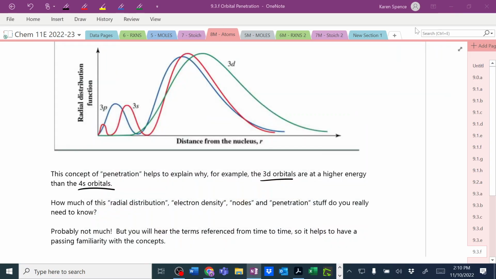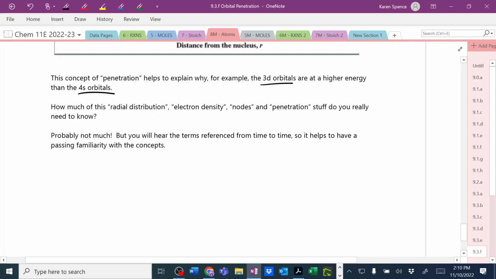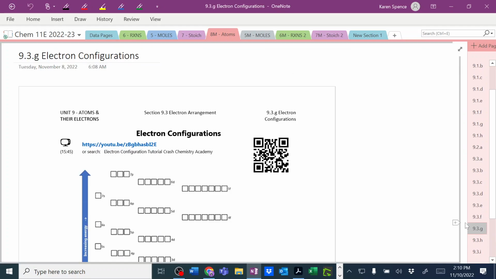Okay, that's all we're going to say on that. I don't even think there's any questions related to that. I don't think it's actually going to come up very much. How much of this do you need to know? Probably not much, but you will hear the terms mentioned from time to time. So it's good to have heard them, and they certainly will mention it in university.